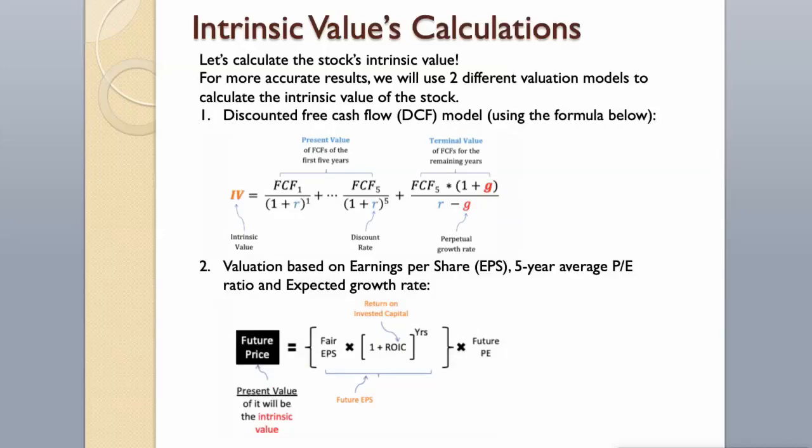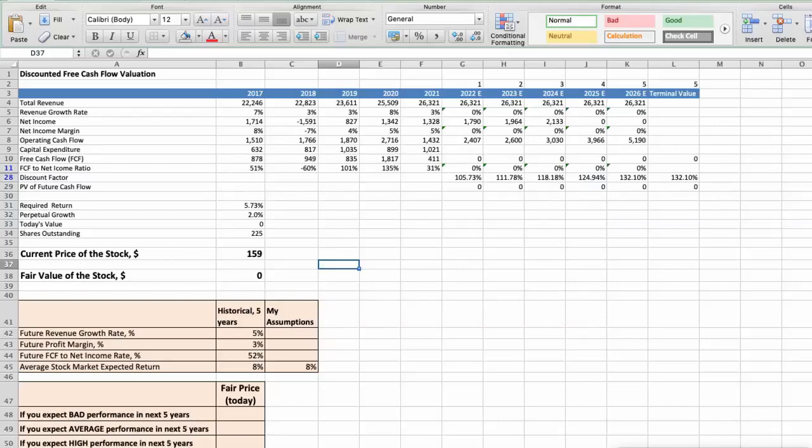Let's calculate the stock's intrinsic value. For more accurate results, we will use two different valuation models to calculate the intrinsic value of the stock. Discounted free cash flow model, using the formula below, then, valuation based on earnings per share, 5-year average P/E ratio and expected growth rate. First model, discounted free cash flow valuation.